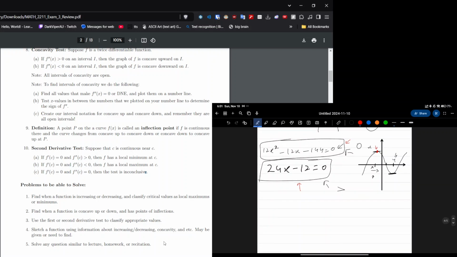So if we want, we can quickly plug it in over here. Let's plug in 4. So f dash of 4 would give me 12 times 4 squared minus 12 times 4 minus 144. So 12 times 16 minus 12 times 4, which is 48, minus 144. And let me pull up my calculator really quickly.